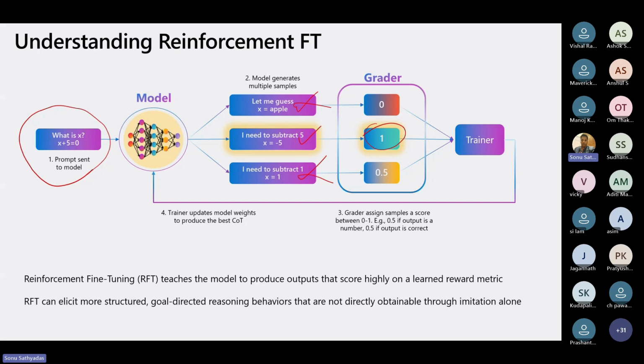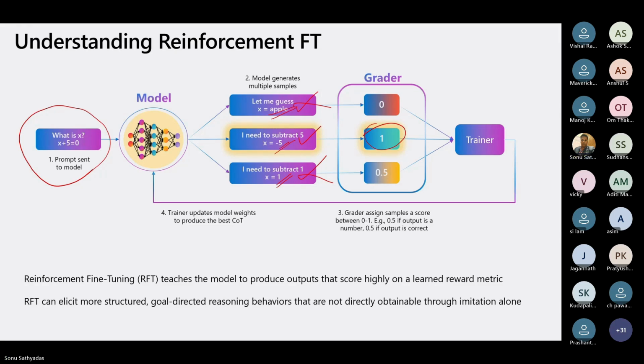Okay, so a 0 point output is given. This is not a numeric value, so x is predicted as a string value. This is not at all correct. But here at least it is predicting that x will be a numeric value. This is halfway correct, that's why 0.5 is given. And 1 is given because it's an exact answer.